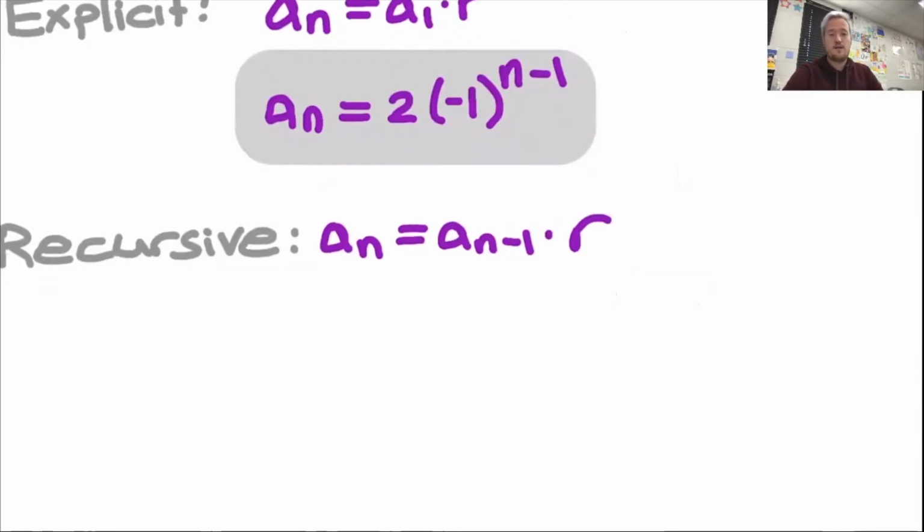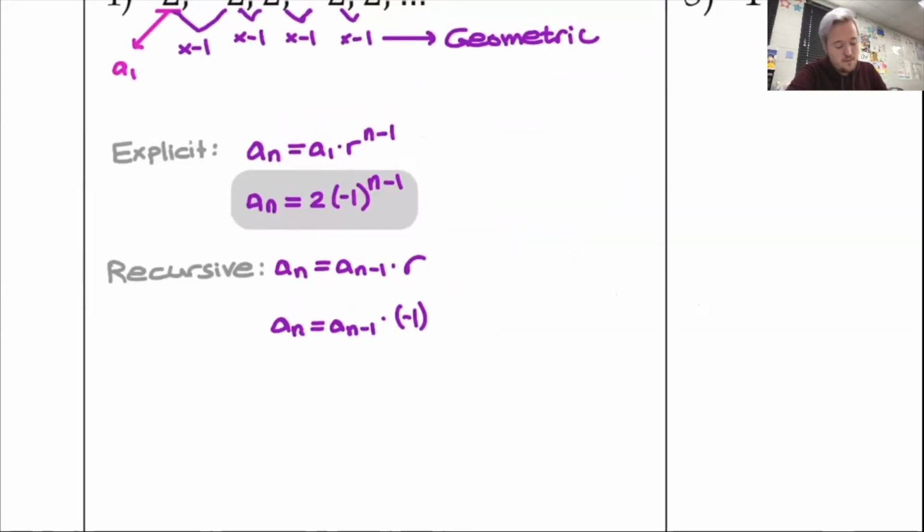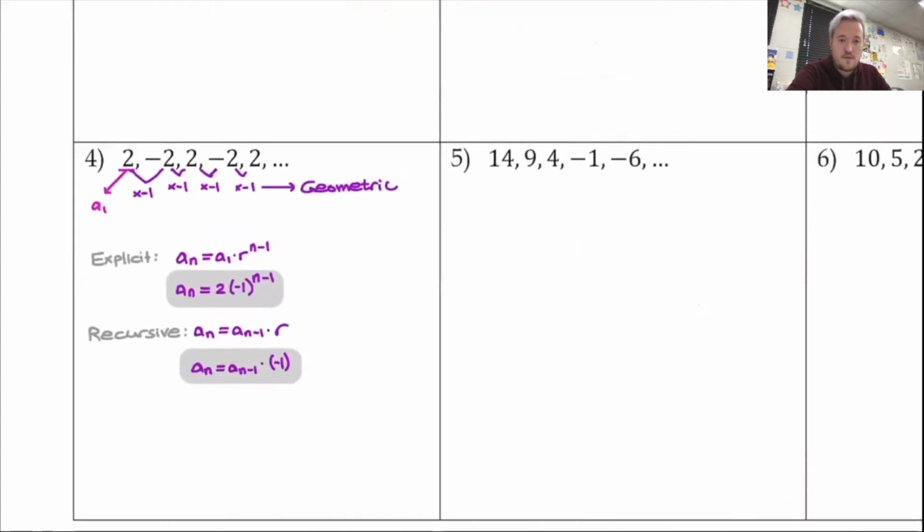And now we want to find the recursive. So once again, just subbing in the r value. So we're going to have a of n equals a of n minus 1 times -1. We're just consistently multiplying by -1, just going in circles. All right, so that's all we're doing for that one.